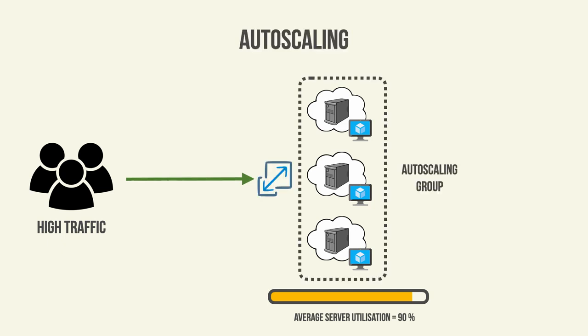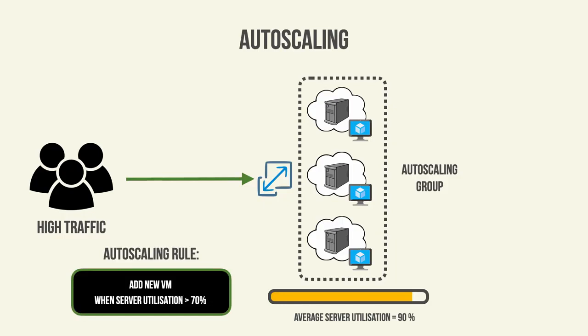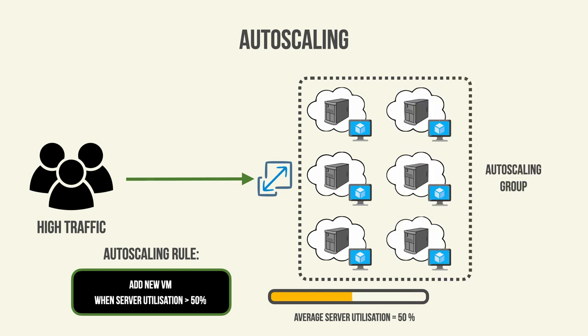An auto-scaling group uses an auto-scaling rule, which specifies, based on the server utilization, if it exceeds a certain amount, add a new VM. So our auto-scaling rule here is whenever a server exceeds 70% in utilization, add an additional VM. So in this particular high traffic scenario, the utilization is 90%. So it obeys our rule. So what do we do?